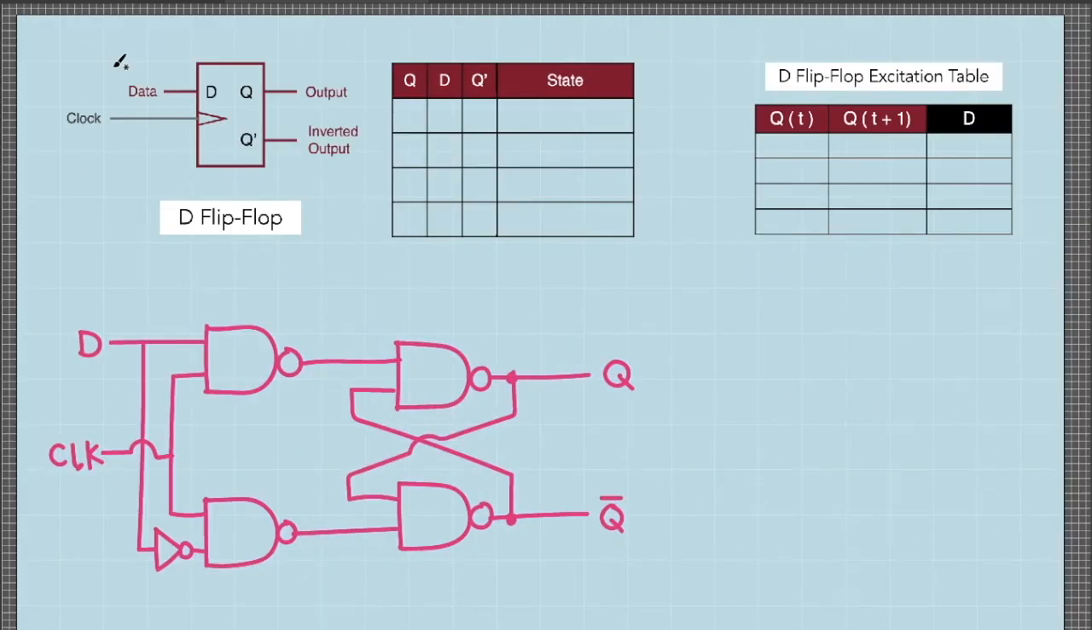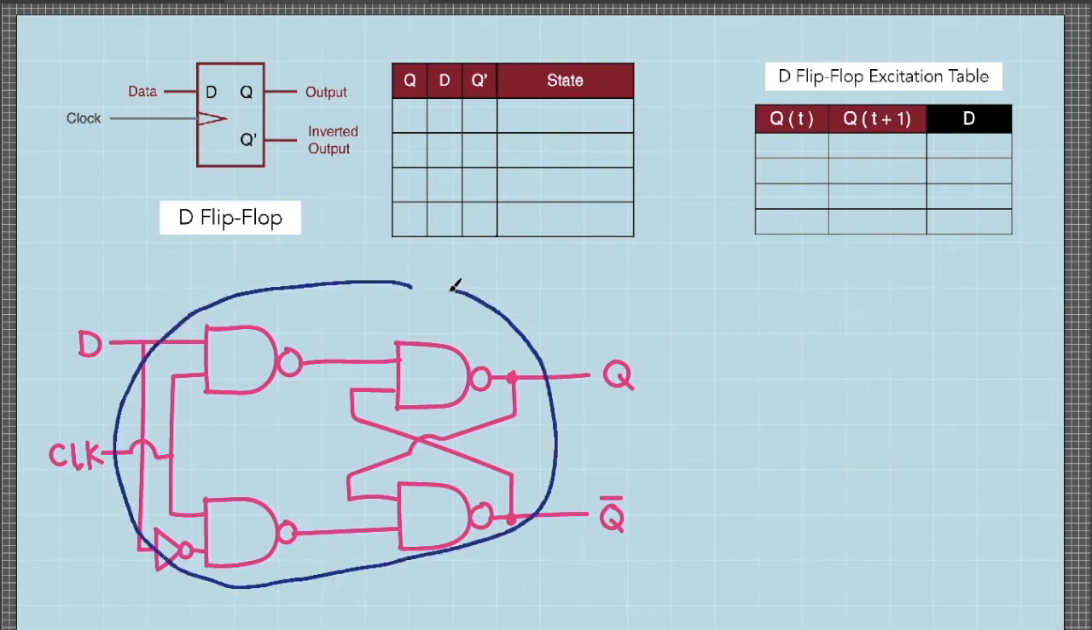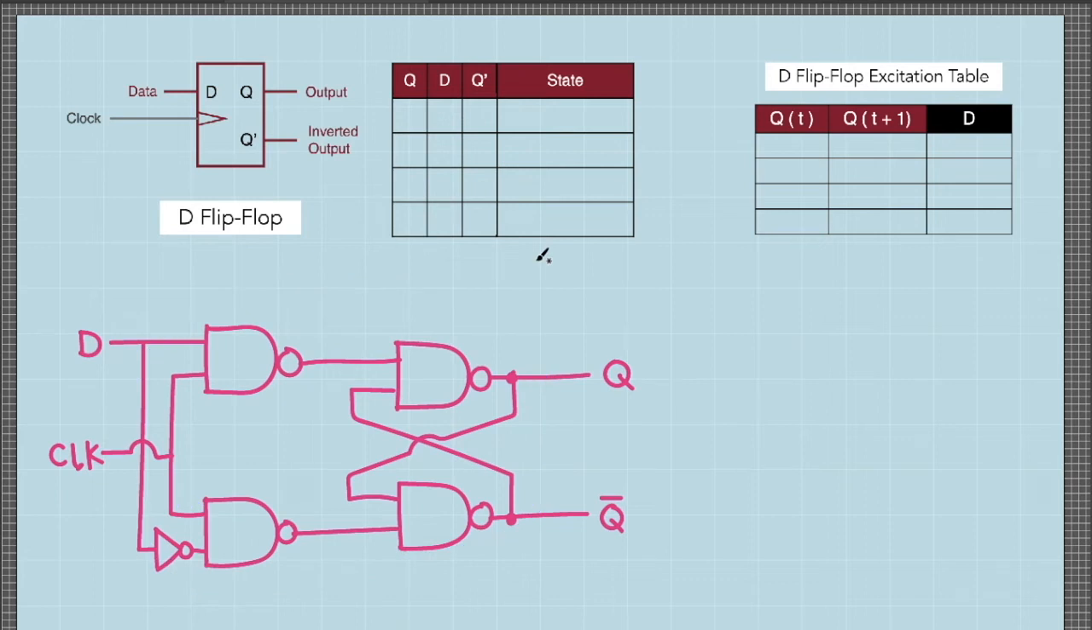Let's now explore the behavior of a D flip-flop or a data flip-flop. To explore its behavior, let's consider this one example of implementation of a D flip-flop, where the D flip-flop is constructed using NAND gates and one NOT gate. Since this circuit uses NAND gates, let me write down the truth table for a NAND gate. This is just an AND gate with a bubble in front of it to negate its output.